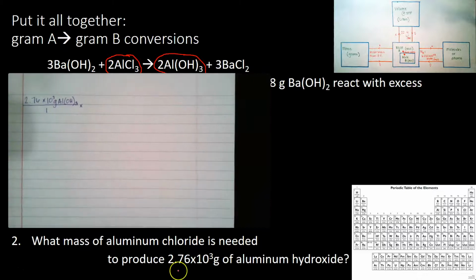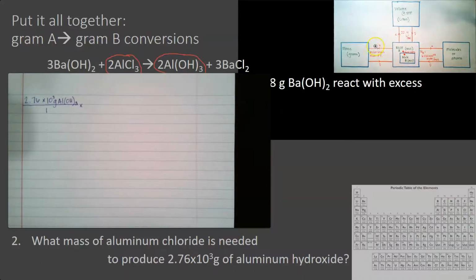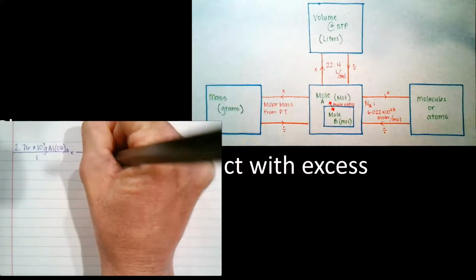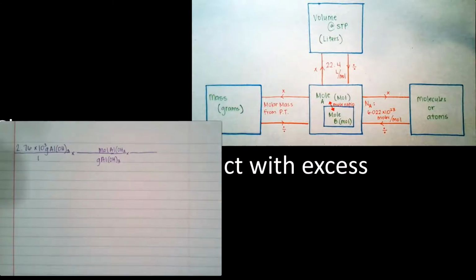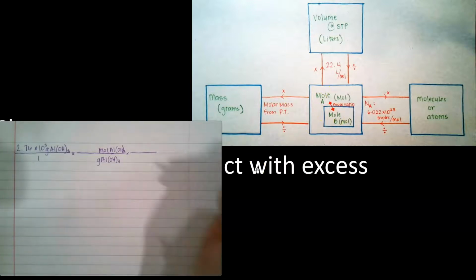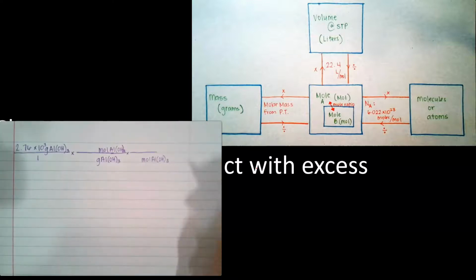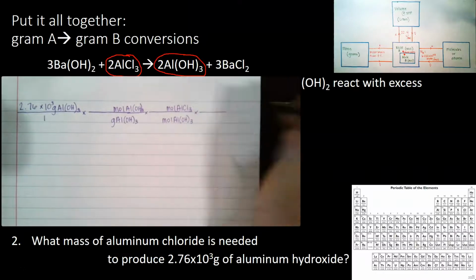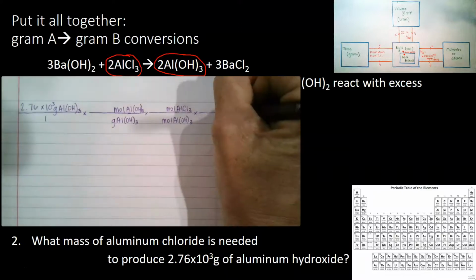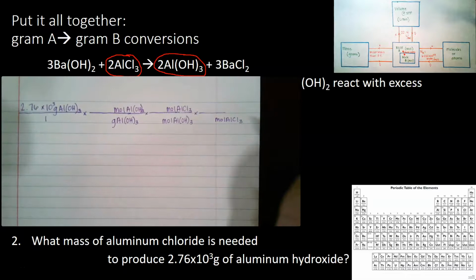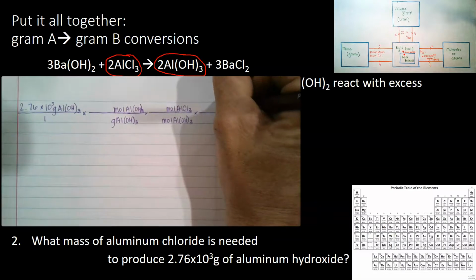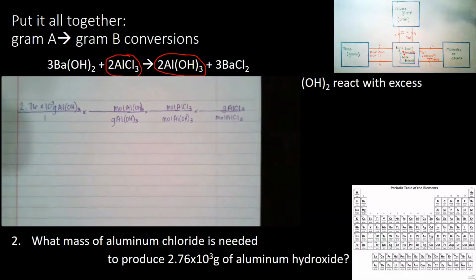We're now going to move from grams to moles. So grams is going to go to the bottom and moles on top. In our next fraction, we're going to go from moles of A to moles of B. You should be sensing a pattern. So moles of Al(OH)3 go to the bottom, and moles of AlCl3 to the top. And last but not least, moles of AlCl3 to the bottom, and up top grams of AlCl3. So these are our 4 fractions to solve the problem.